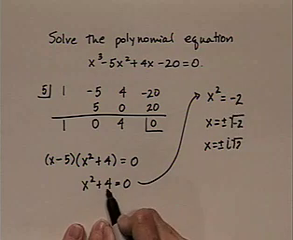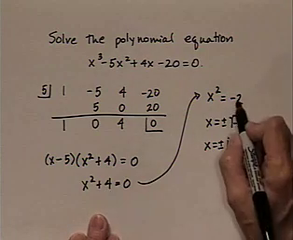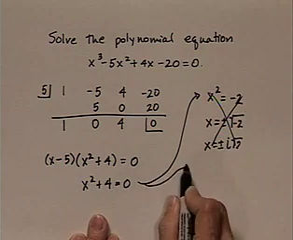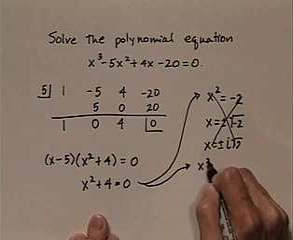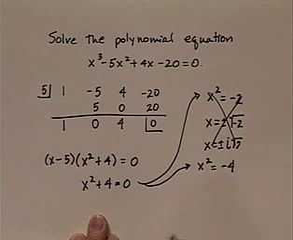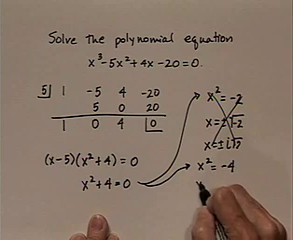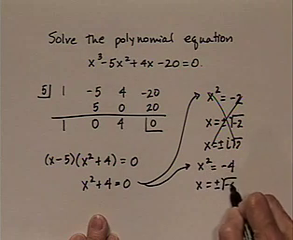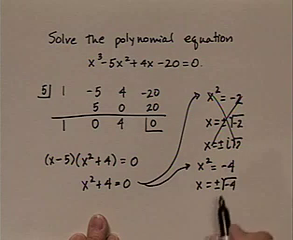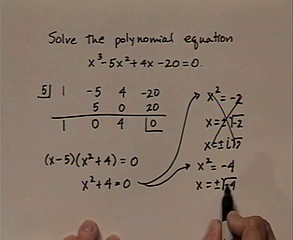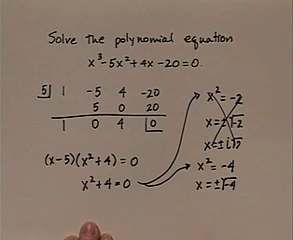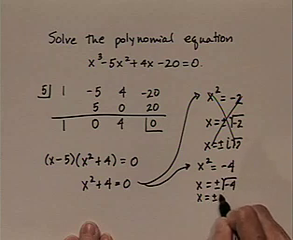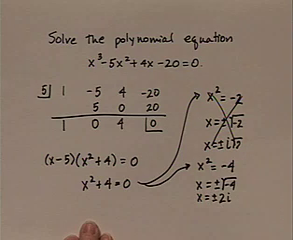Actually, I made a mistake, didn't I? This is a 4, and I wrote negative 2. So let's redo that part correctly and say x squared is negative 4. So taking the square root of both sides, I get plus or minus the square root of negative 4. And for the negative, I'll write an i. The square root of 4 is 2. So the two solutions from this factor are plus or minus 2i.